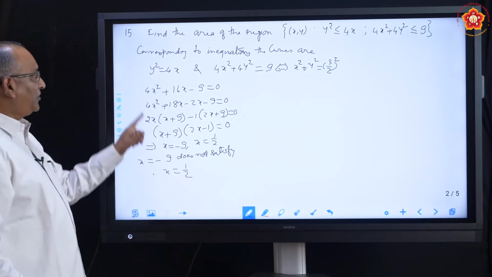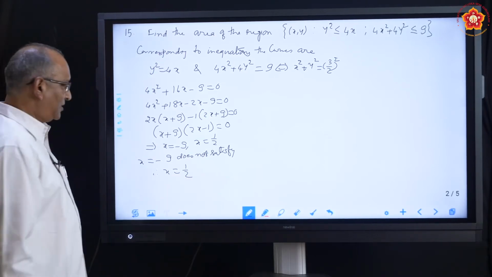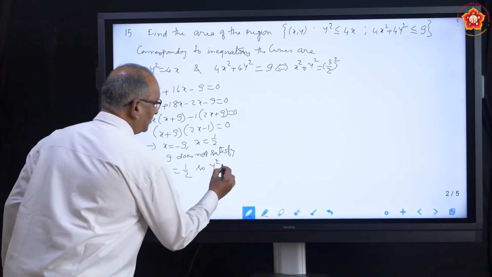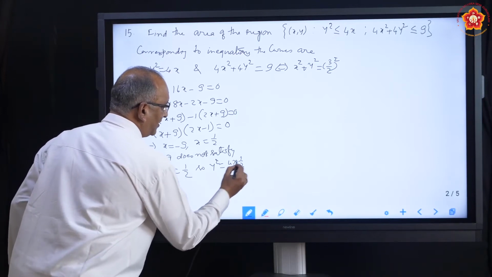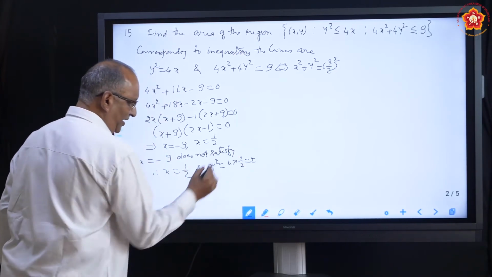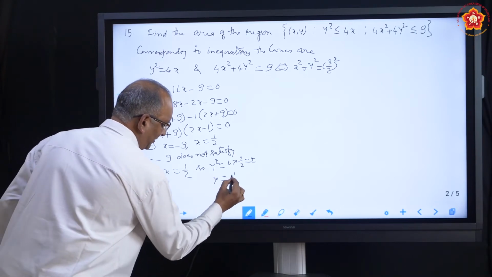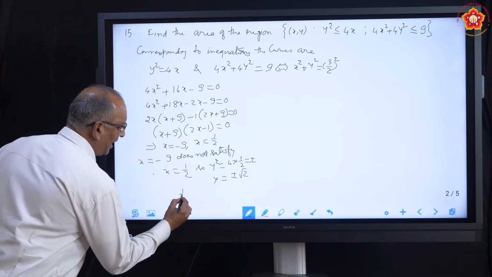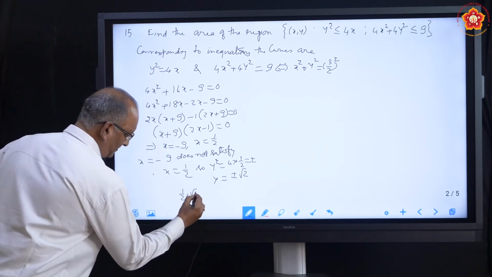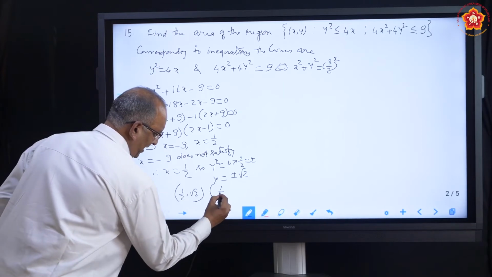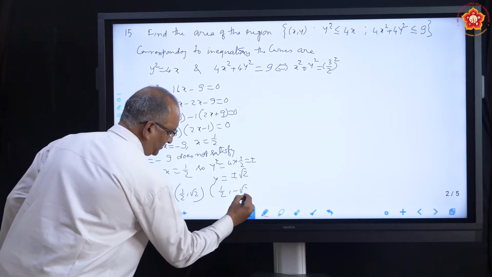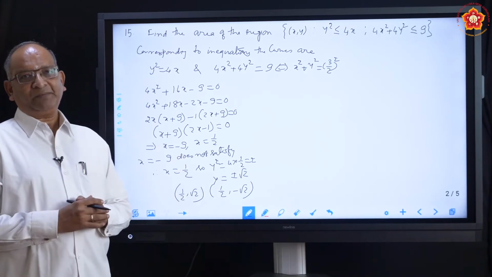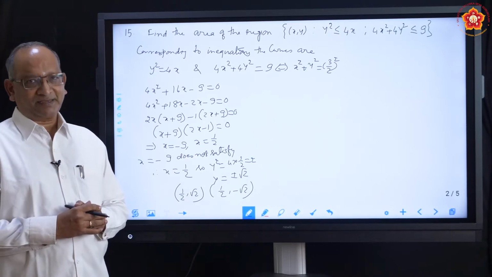When x is half, you also need to find out what is y. So, we say y square is equal to 4 into half. We can say it is 2. If y square is 2, what is y? It can be plus or minus root 2. So, what are the points? The points are (half, root 2) and then (half, minus root 2). So these are the points where the parabola is intersecting the circle.